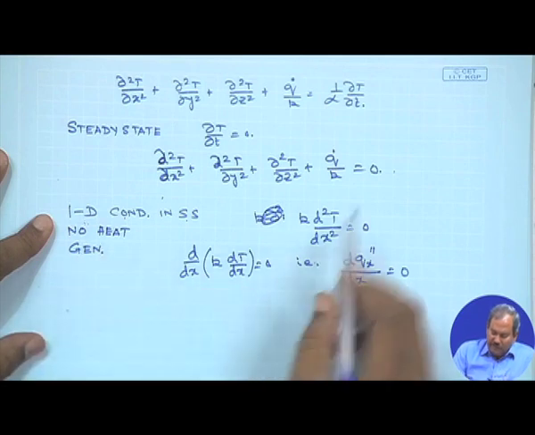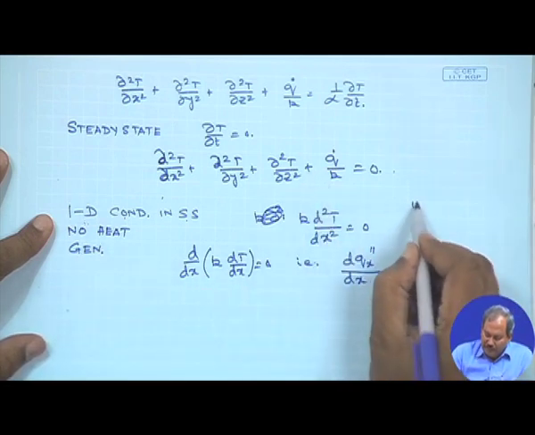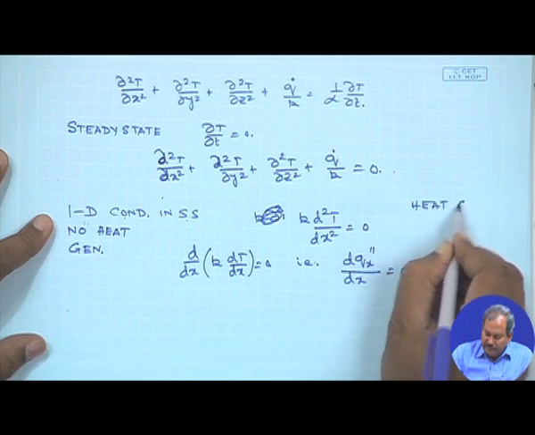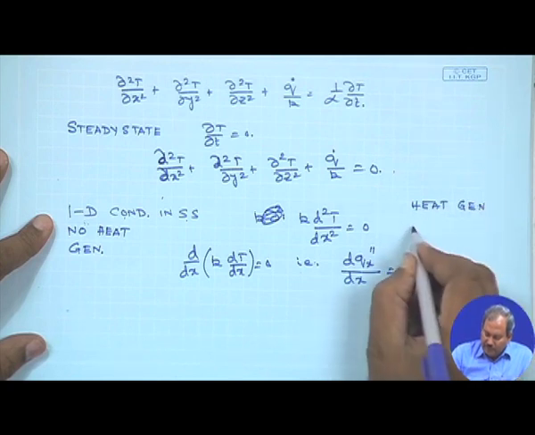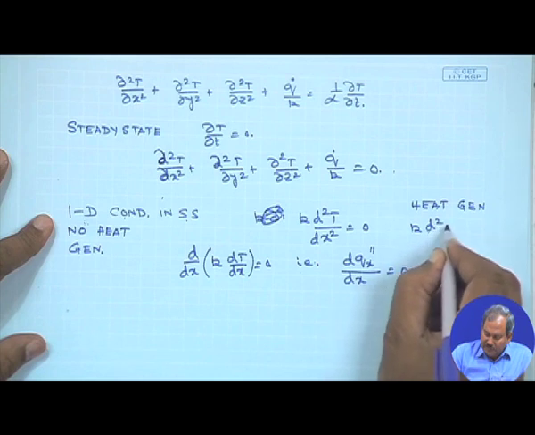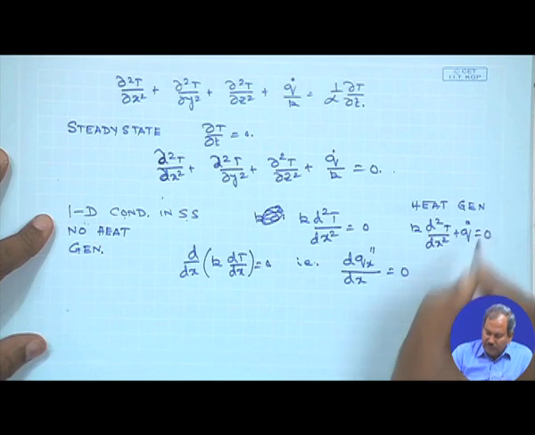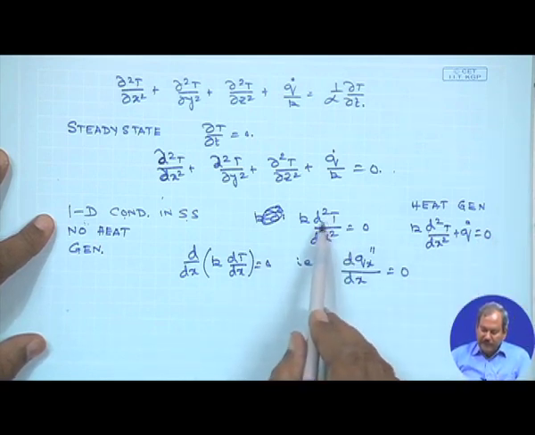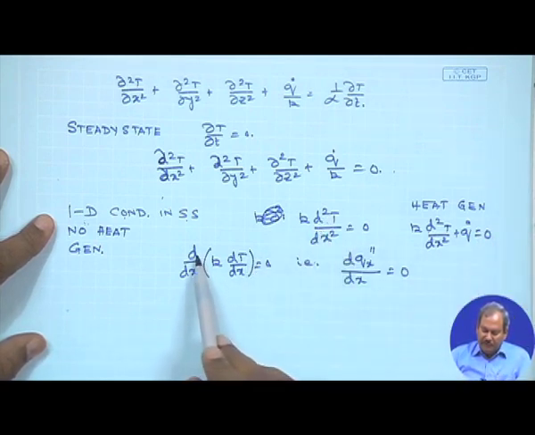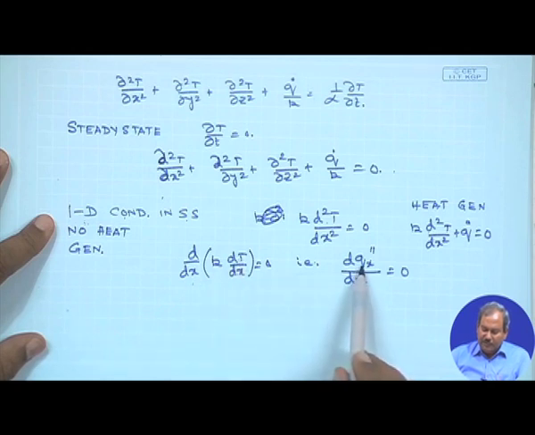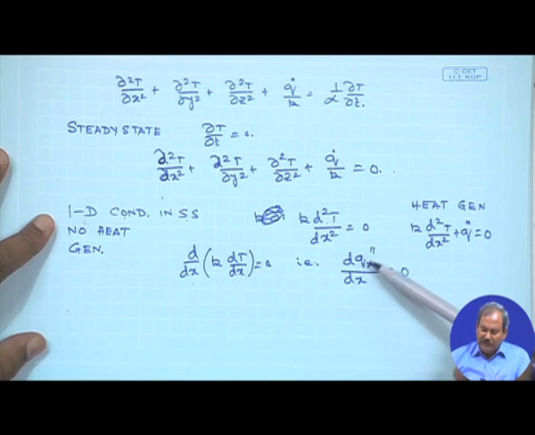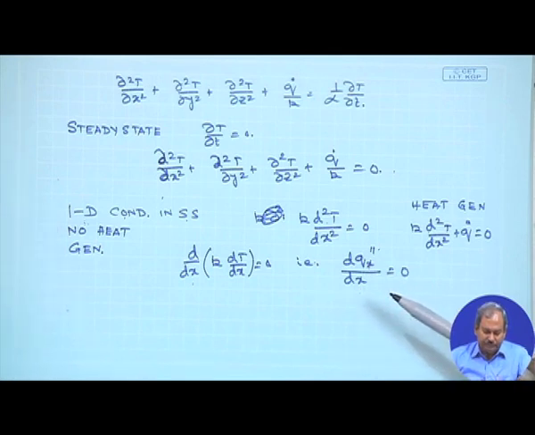So, if there is no heat generation, this would be the form. If you have heat generation in the system, then you are going to have k times d2T/dx² plus q dot is equal to 0. And this simply can be written as d/dx of (k dT/dx), which is k dqx double prime. So, this is the heat flux, the double prime denotes the flux. So, dqx/dx is equal to 0.